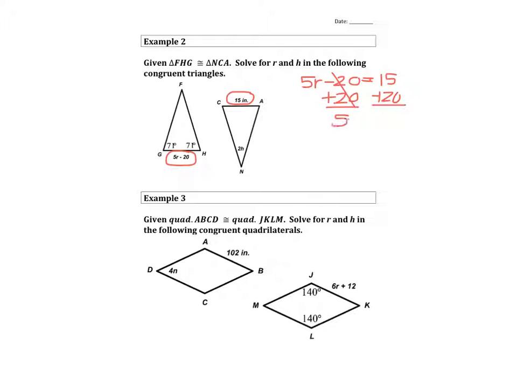So I have 5R equals 35. And then I just solve for R, divide by 5. R is equal to 7. So I've solved for my first variable. The second one is H, and it is in an angle position. Now I look over here, that's the angle it matches with, because N and F match, but unfortunately, I don't see an angle measure there. So I have to be creative.